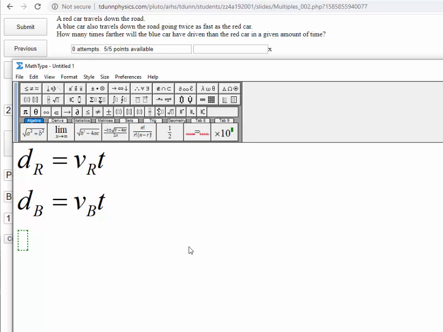Let's write this out again, but let's perform a substitution. The distance that the blue car has traveled is going to be equal to the velocity of the blue car, but it tells us in the problem that the blue car has a velocity that's twice as fast as the red car. So we can say 2v red times t. And since v sub r times t is equal to d r, I can simply substitute this with d r. And here I have my answer. The distance that the blue car will travel is twice the distance that the red car will travel.